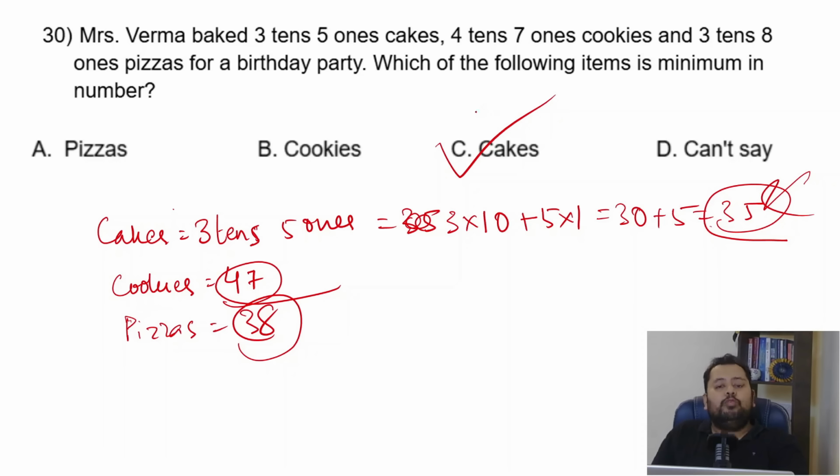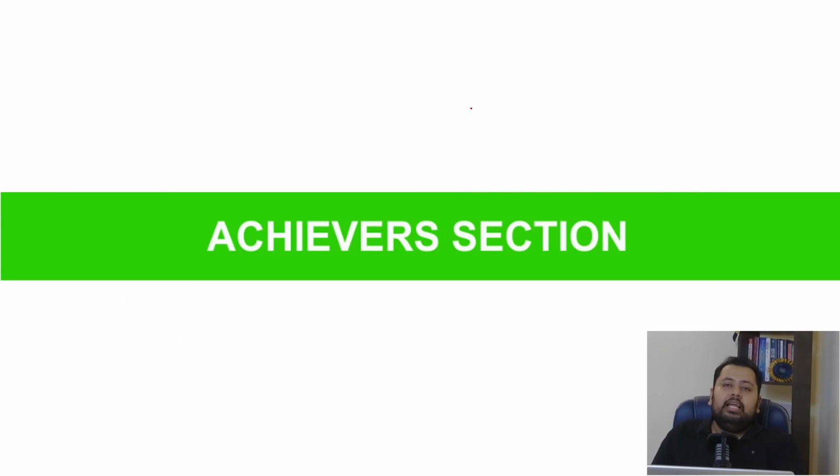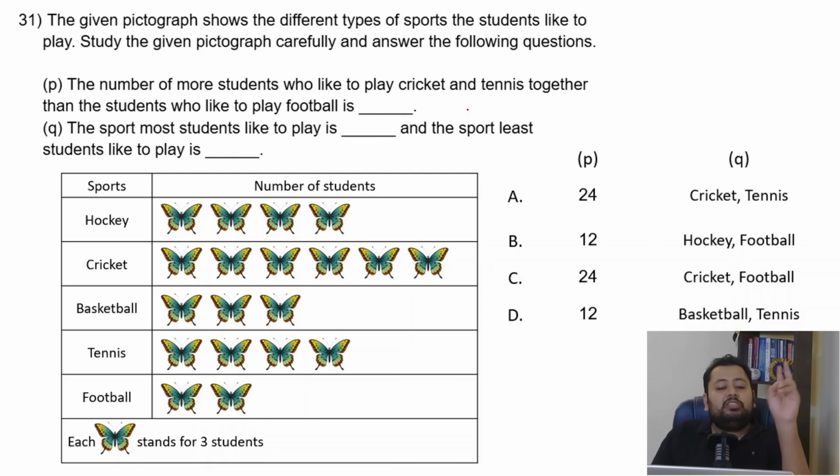And now we move to the next section, that is the achiever section, the section in which each question carries 2 marks, right? And the questions over here also become a little more advanced. So let's now go to this section and solve the questions.